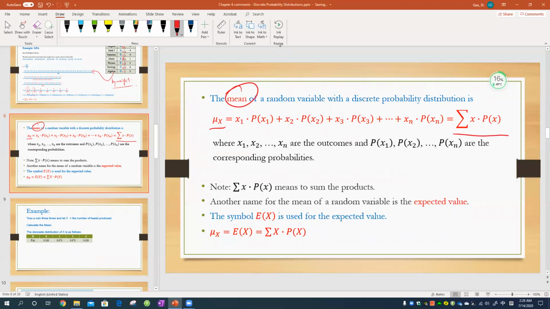And then you take the product of the value and the corresponding probability first, and then take the sum. So this means the sum of the products. Another name for the mean of a random variable we call expected value. Just a different symbol, E of x, we call it expected value. So the mean of x equals the expected value equals the sum of x times the probability of x, over all given numbers. So this lowercase x represents all possible values there.